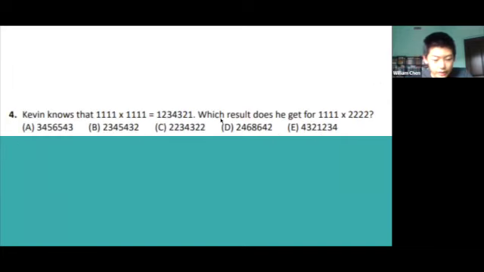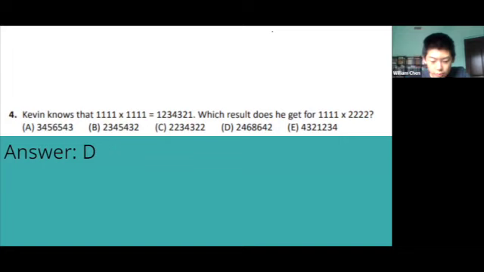Next question. Hashin knows that 1111 times 1111 equals 1234321. Which result does he get for 1111 times 2222? I'll give you 3 minutes to think about this one, and if you have the answer, please post it in the chat. So we have a D and a C. The correct answer is actually D.